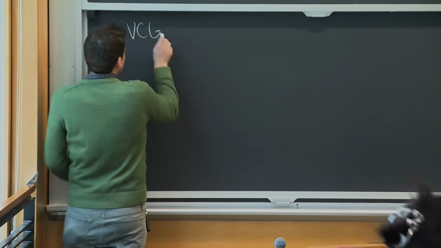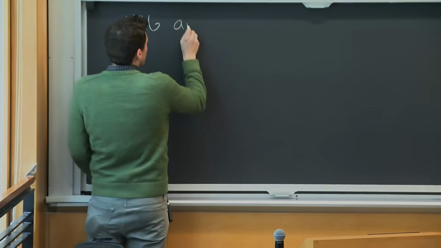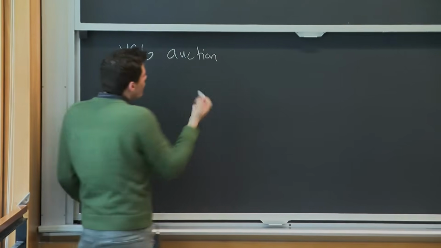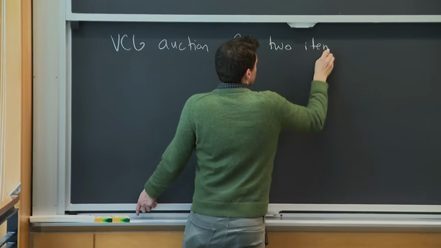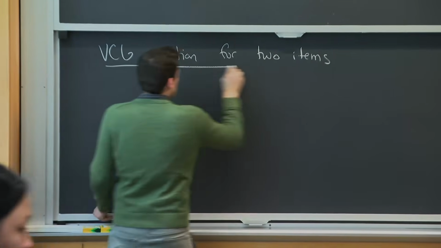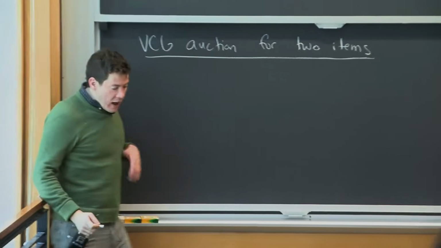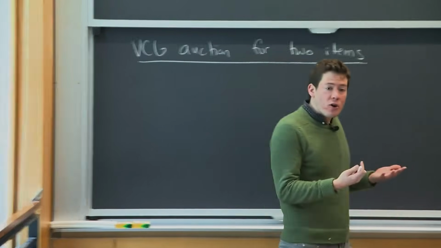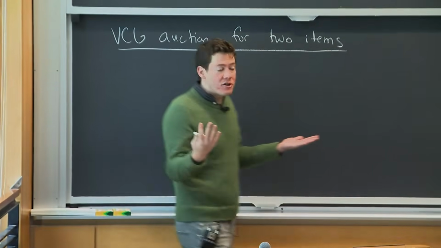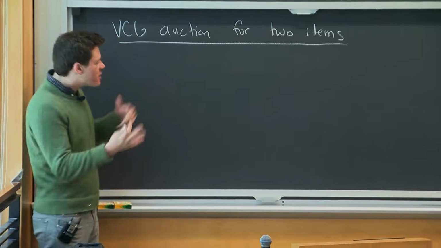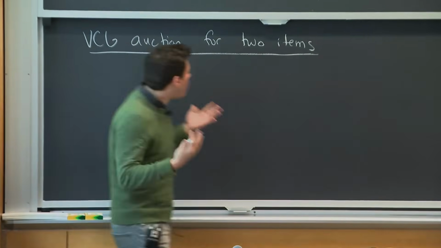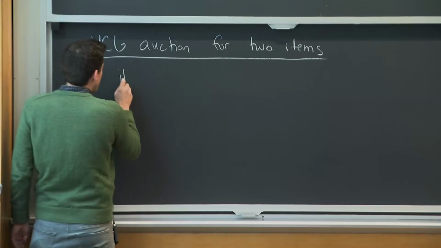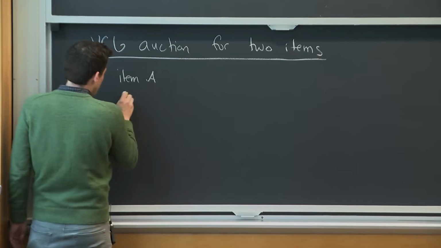So let's start with one final example, and it's going to be a VCG mechanism, or maybe we'll call it a VCG auction, for two items. A lot of the classical work that we did so far in the course on auctions, we assumed there was just one item being auctioned off. Then we looked at the ad auction setting, which had this special structure where there was a ranking between the items. Here we're just going to have two abstract items, which I'll call item A and item B.